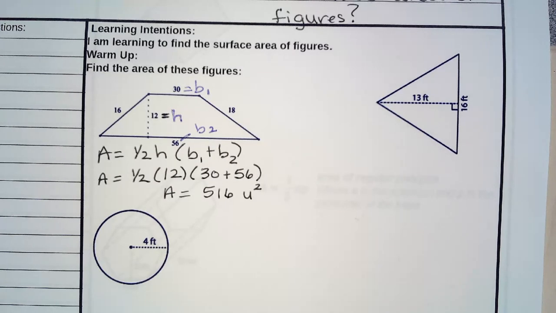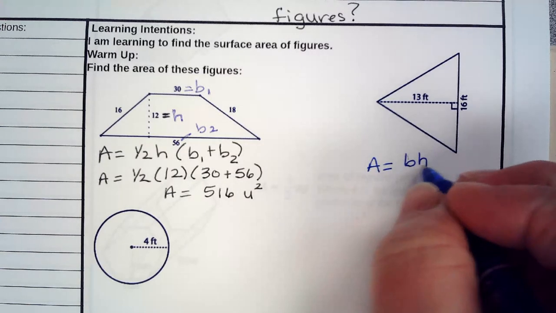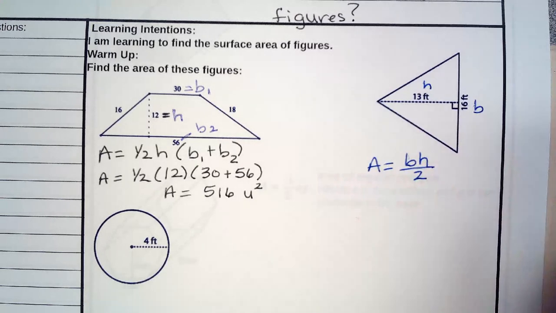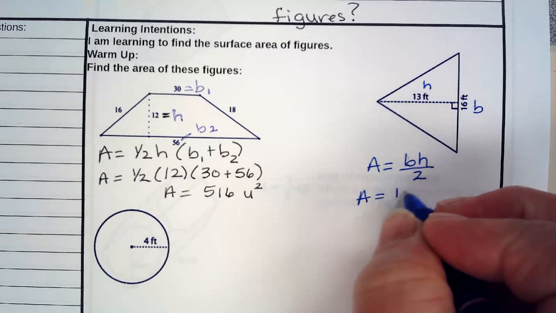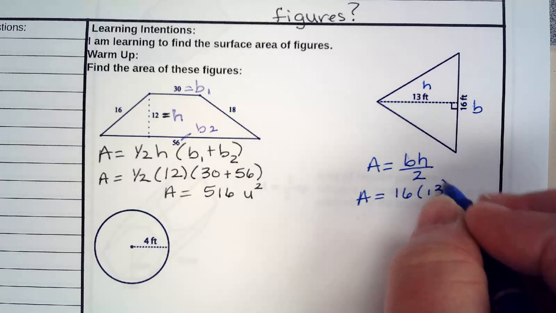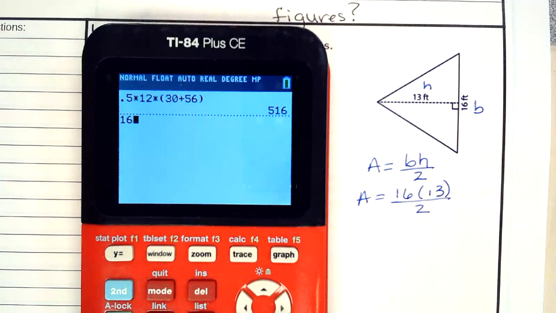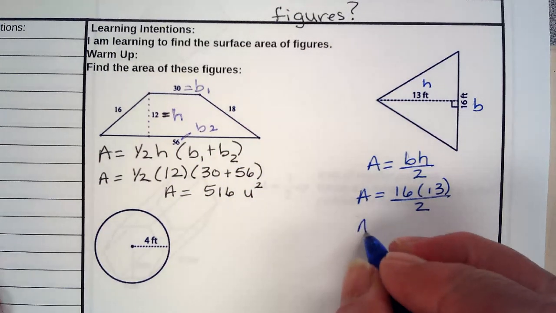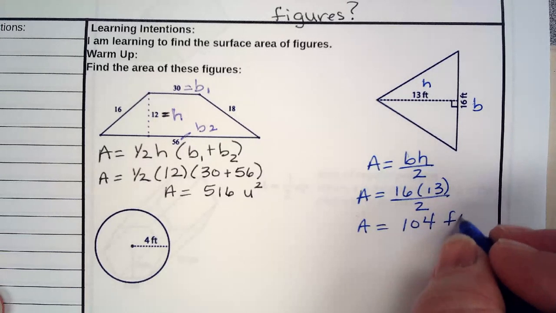Okay, for the next one, it is a triangle. So the formula for the area of a triangle is your base times your height divided by 2. This would be my base, this would be my height. Area is 16 times 13 divided by 2. And you get 104. This time we're in feet, so it will be feet squared.